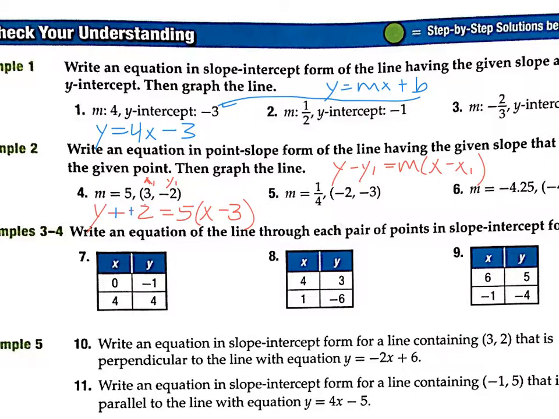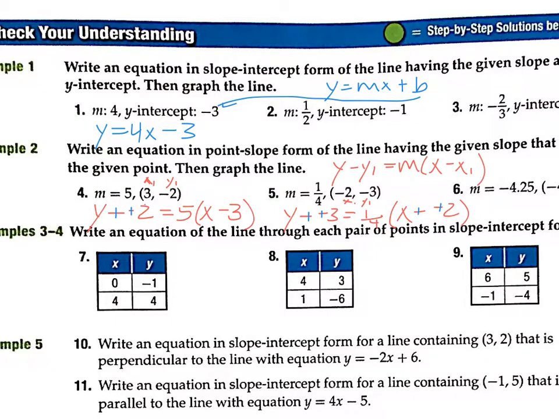Let's do another one real quick. Number 5: y minus y1, there's my y1, -3, equals m, 1/4, times (x minus x1), there's my x1, minus a -2. So again, I have to change it. It'll be y plus 3 equals 1/4 times (x plus 2).